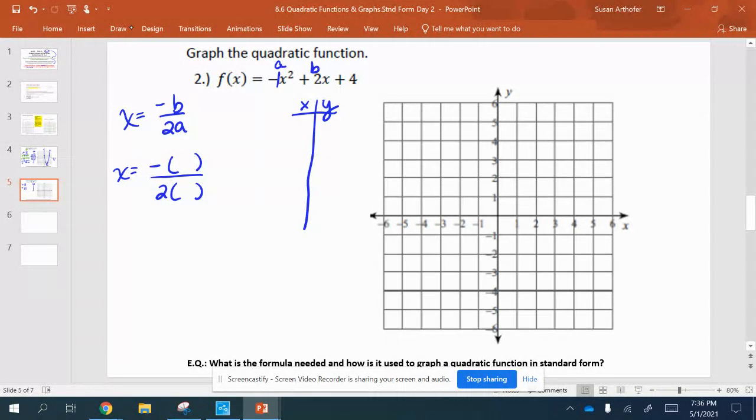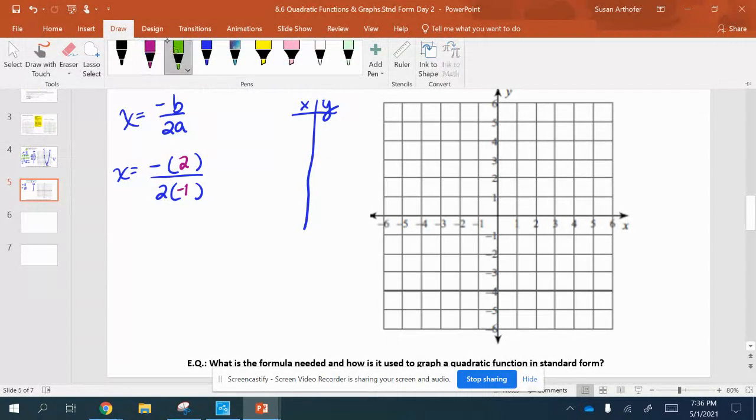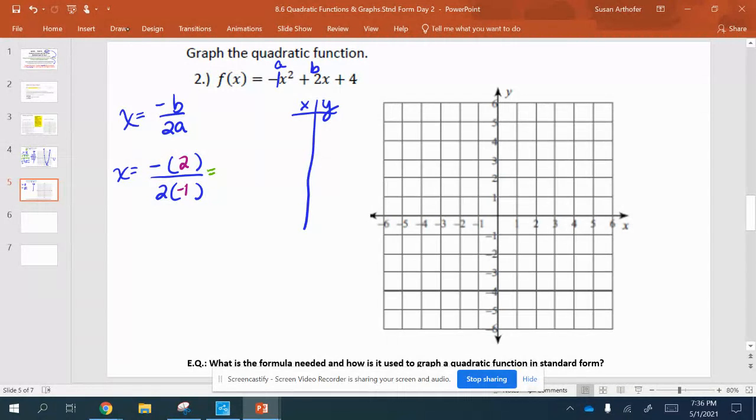Okay, so on the top is the b, so 2. On the bottom is the a, the negative 1. And again, if you don't get this value correct at the beginning, what we're doing right now, then your whole parabola won't come out. Your t-chart will be all off. So it's negative 2 on the top and 2 times negative 1 on the bottom. So our x value of the vertex, -2 divided by -2, is +1.